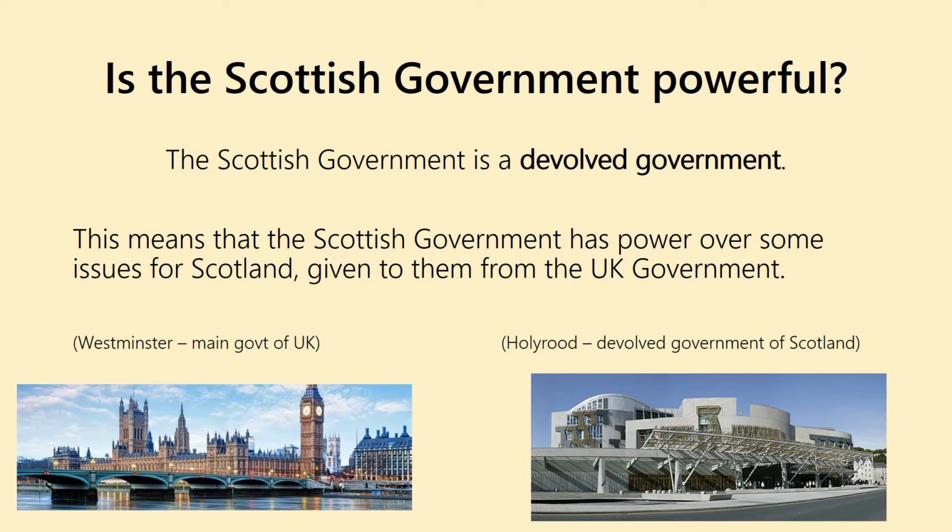Is the Scottish Government powerful? The Scottish Government is a devolved government. This means that the Scottish Government has power over some issues specifically for Scotland, given to them from the UK government. Here we have pictures. On the bottom left there's Westminster. This is the main government for the whole of the UK and it's based in London. And on the right hand side is Holyrood. This is the devolved government for Scotland based in Edinburgh, and they are the government only for Scotland.